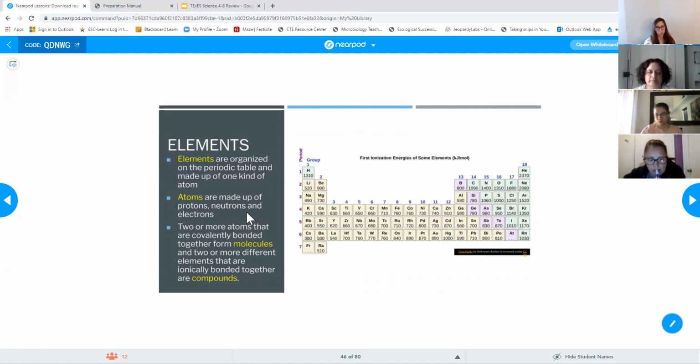So the atoms are going to be made up of protons, neutrons, and electrons. And the periodic table is arranged according to the number of protons in each of your elements. And 2 or more atoms that are covalently bonded together produce molecules, and 2 or more different elements that are ionically bonded together are going to produce compounds. So you do have to understand the difference between molecules and compounds and the different types of bonds that can be formed.